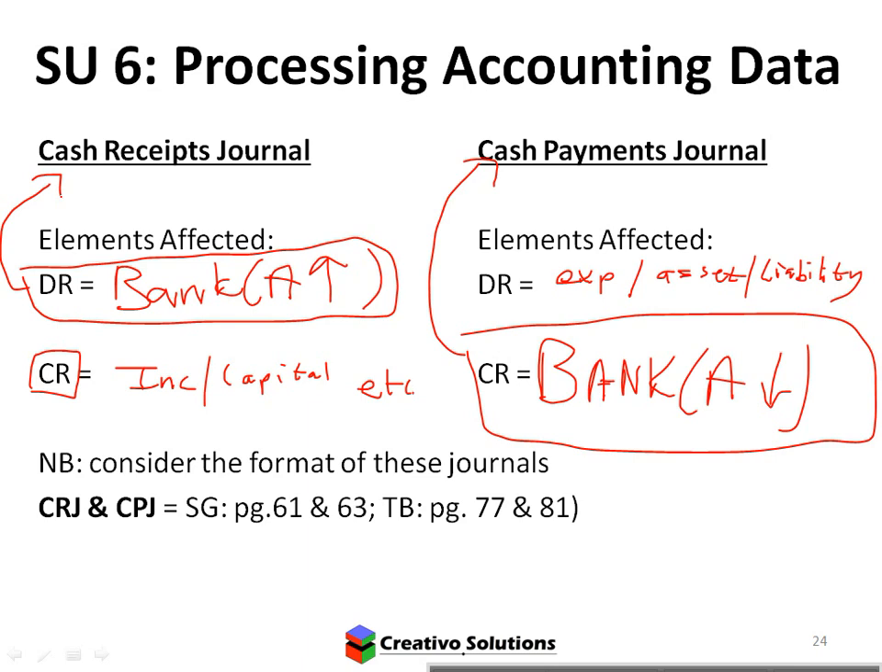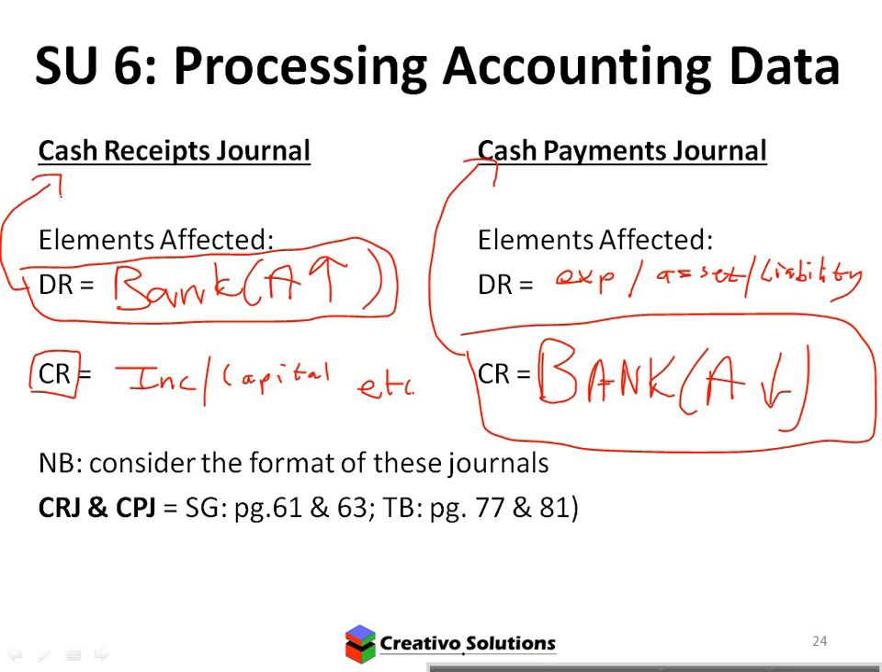Right, you just told me I can pay for an expense. You told me I could pay for an asset. Okay, so if I buy a laptop, it's an asset. It's going to be credit bank, debit the asset. If I buy stationery, it's going to be credit the bank, debit the stationery.